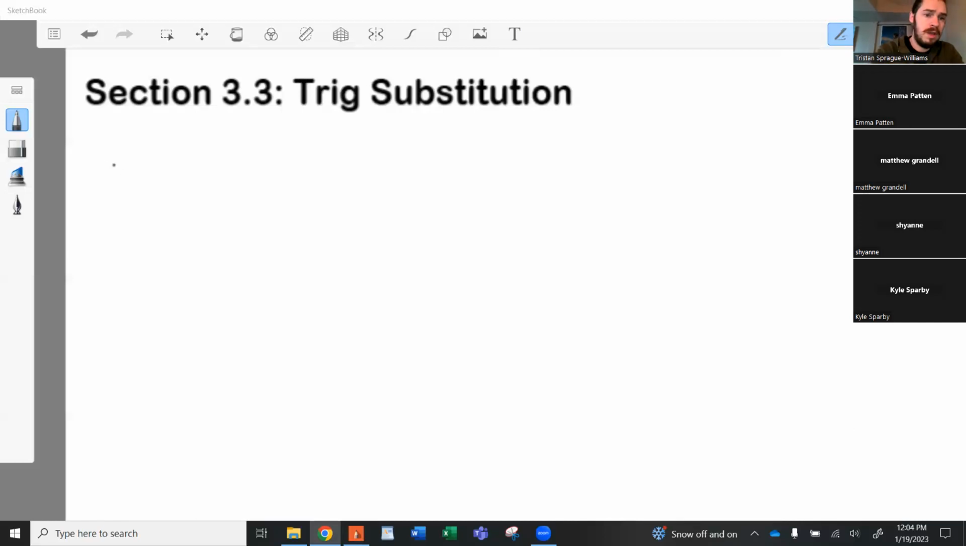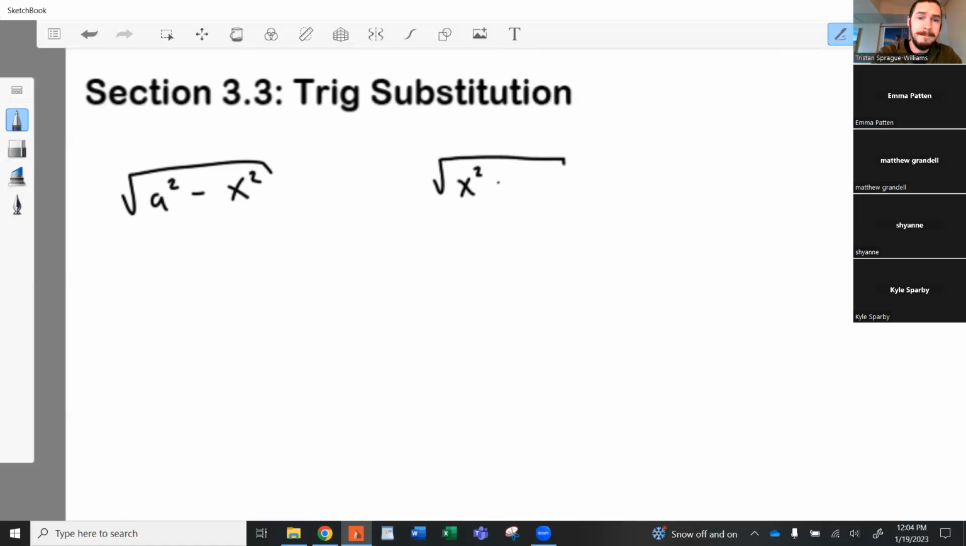There's integrals involving the square root of a squared minus x squared for some constant a. There's integrals involving the square root of x squared minus a squared, so where that subtraction is flipped around the other order. And there's integrals involving the square root of a squared plus x squared. I don't need to write that one in the other order because it's the same thing, right?